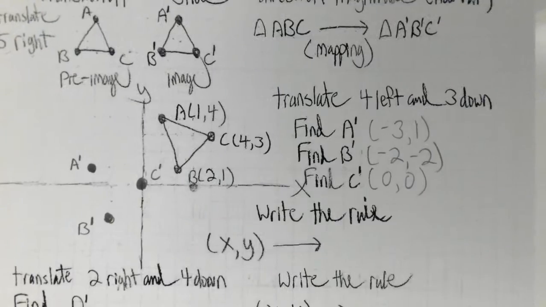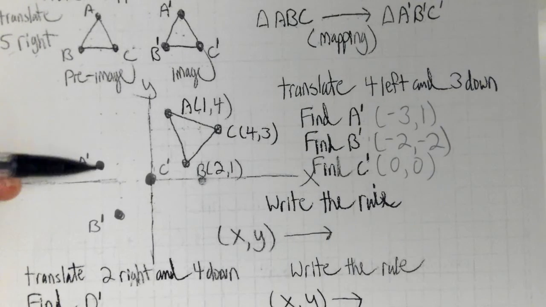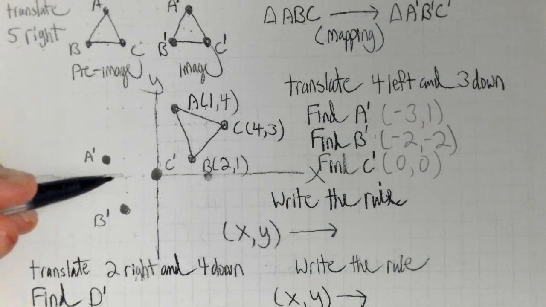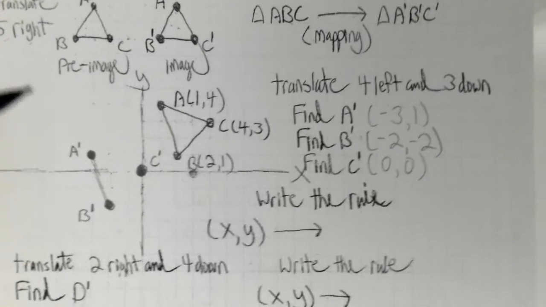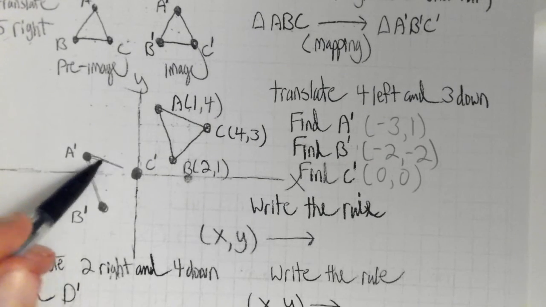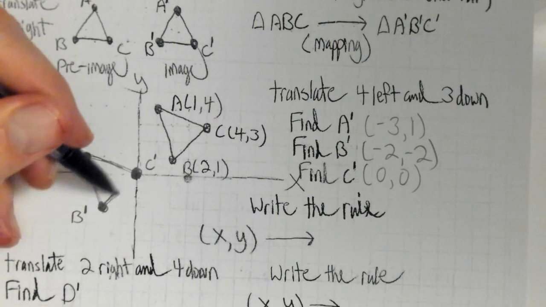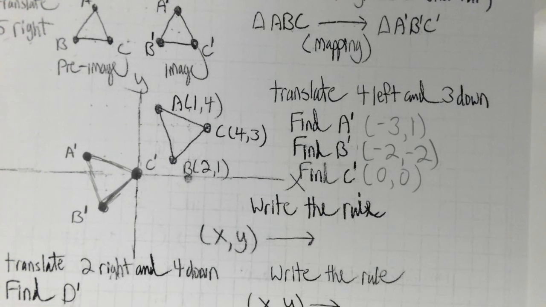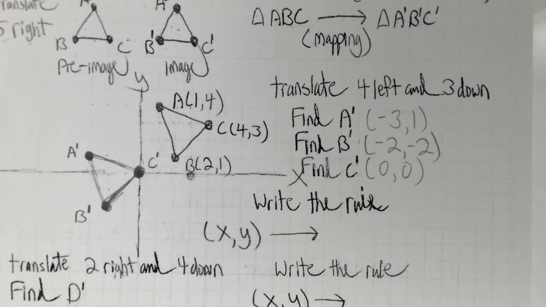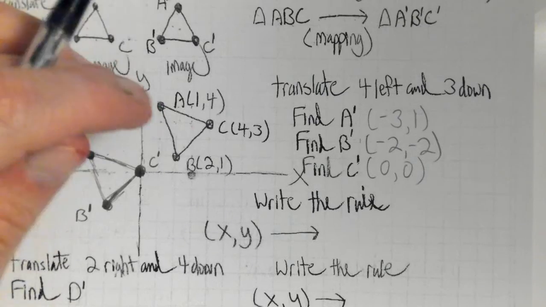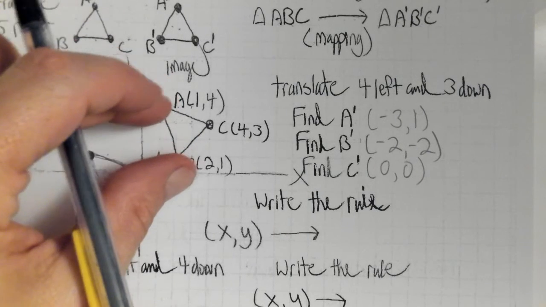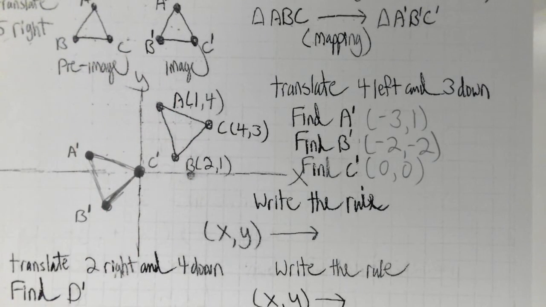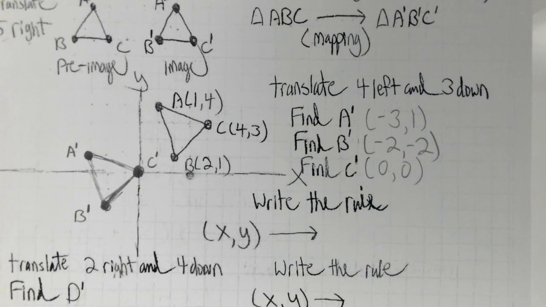Now, after you get all of the vertices moved, you can actually draw the new triangle. So my new triangle now will look like this. All right. So once you get all 3 points relocated, you can draw the new triangle. And notice it was slid from here to here. All right. So a translation did occur.